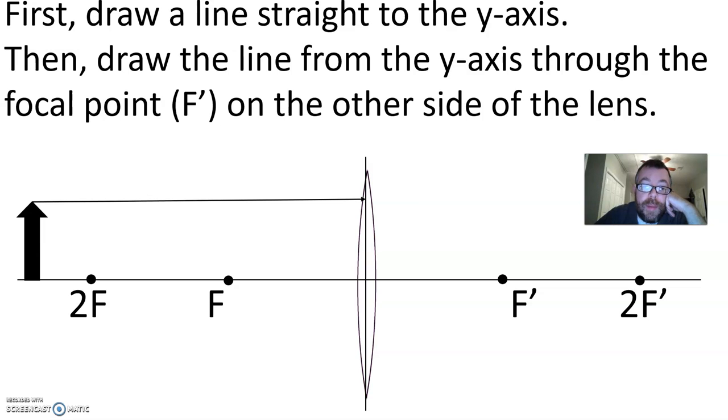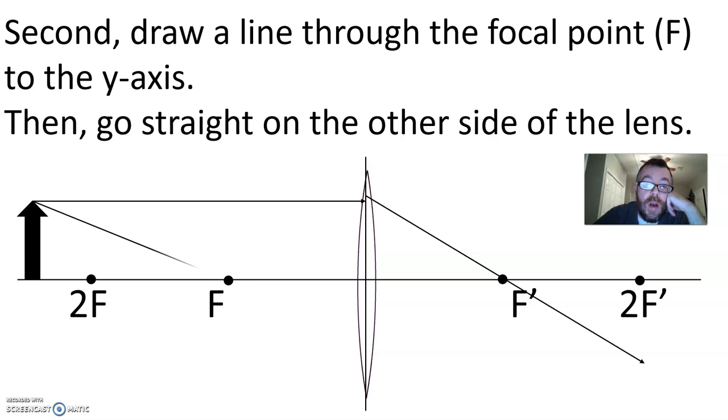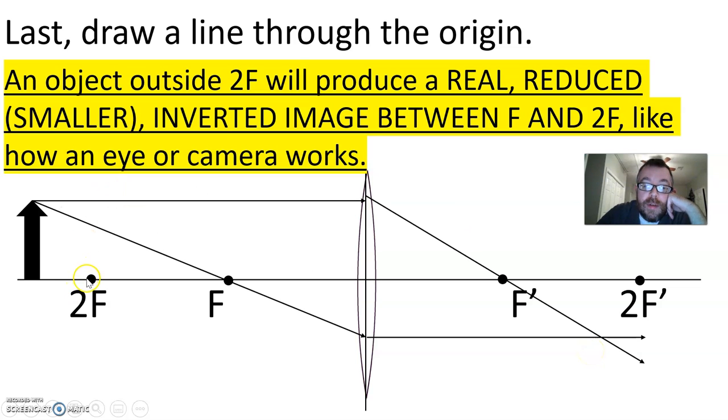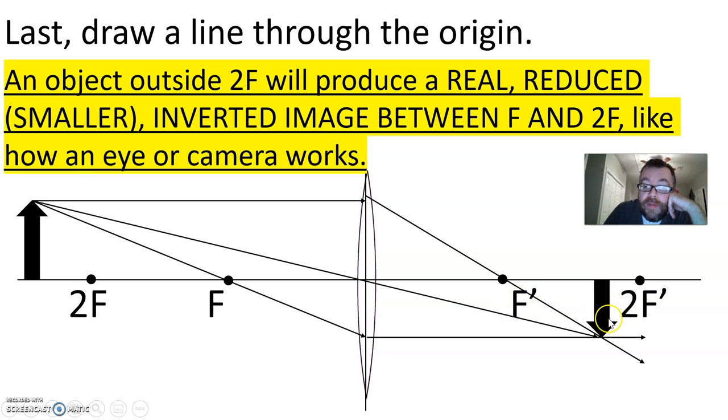Same as before, from the top of the object to the y-axis, down through the focal point. All right. From the top of the object through the focal point down to the y-axis. You'll notice it doesn't go nearly as far down this time. And then straight out. And then right through the origin, and they should all meet up at the same spot. When you've got an object with its light passing through a thin convex lens and it's outside of 2f, it's going to end up between f prime and 2f prime. It's going to end up smaller, that means reduced, and it's a real image.